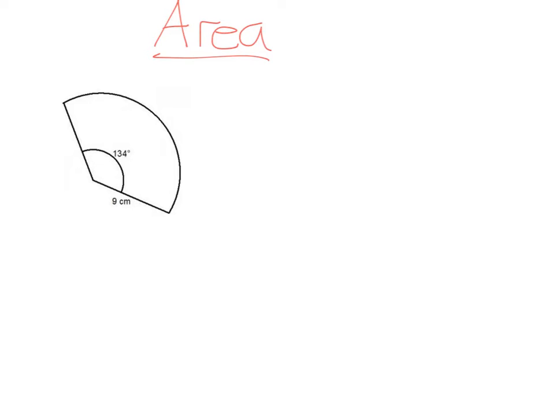So the formula for the area of a circle is area equals pi times r squared. Remember, pi is 3.14159 and so on. The ratio of the circumference to the diameter of a circle. So it's just a number. R is just the radius. So this is how we would find the area of a whole circle.